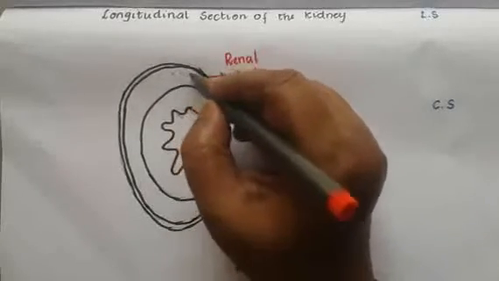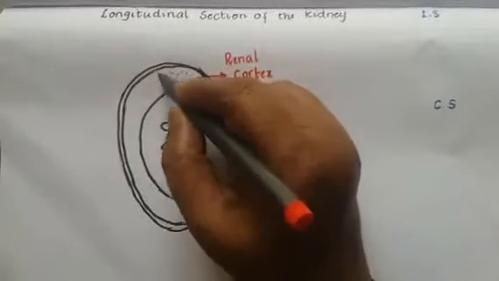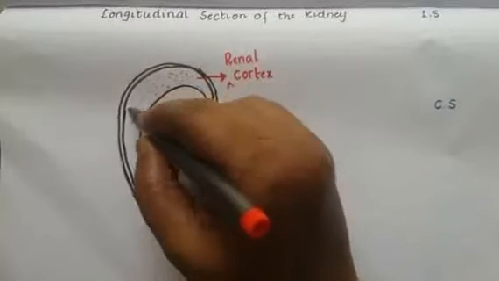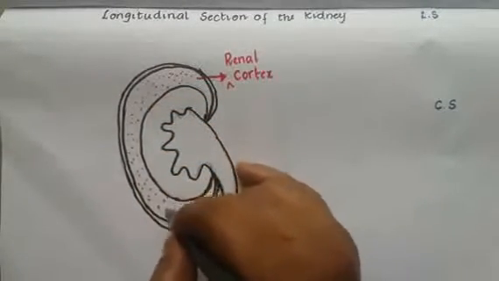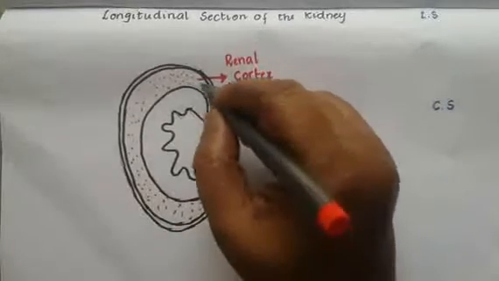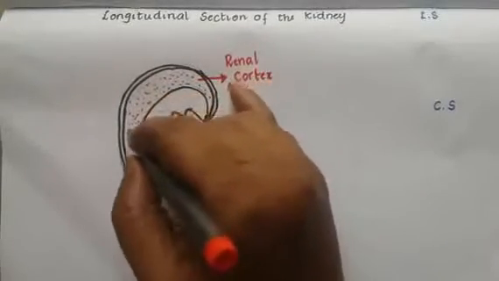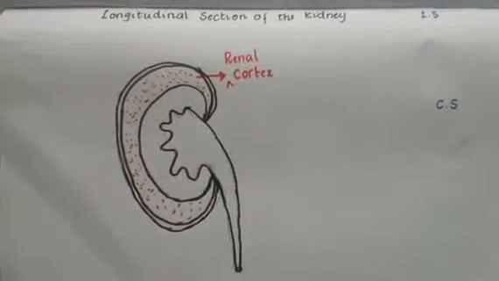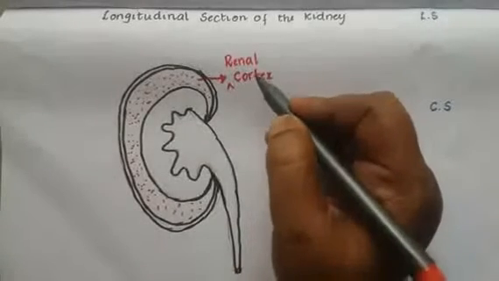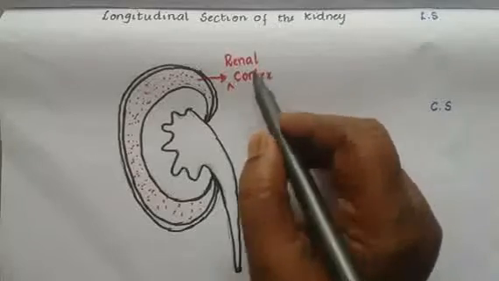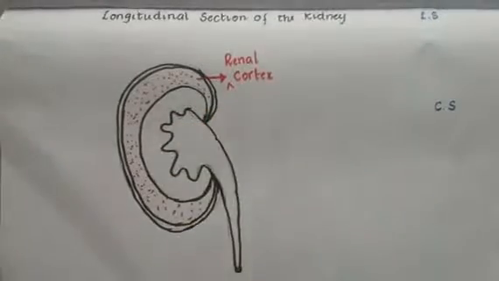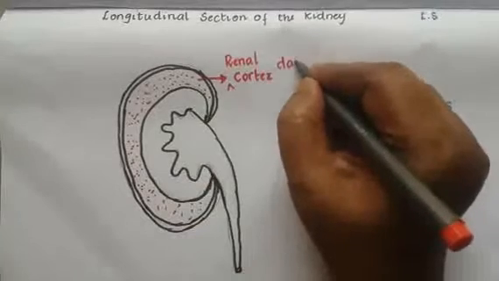If you carefully observe, I am drawing the dots inside the cortex region. One way to identify the cortex region is that it has a dotted appearance due to the presence of certain parts of a nephron, which I am going to teach you in the later part. So the outer region of the kidney is the renal cortex, which we recognize because of its dotted appearance, and this region is dark in its color.